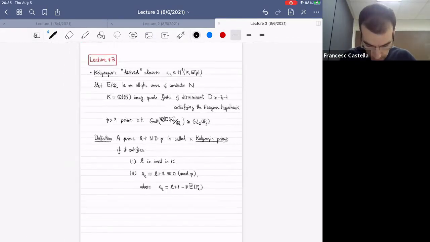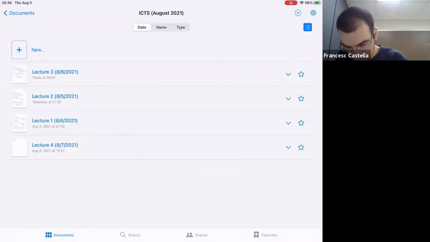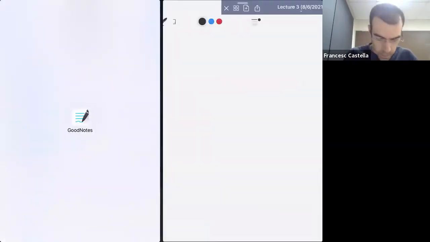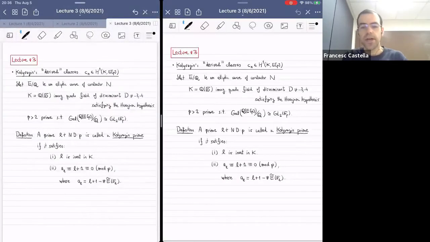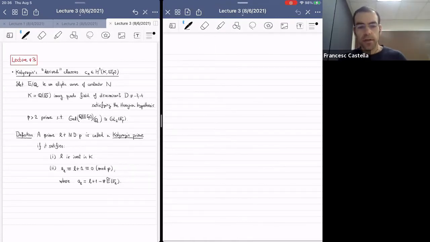Okay, so I have space here. Okay, so maybe make a note. Let me make a note on the next page. Okay, so the first question to ask is, okay, do such primes exist at all? And in fact, we have a plentiful supply of them. There is actually a positive proportion of primes which are Kolyvagin primes. Okay, so let me put that here in this note.